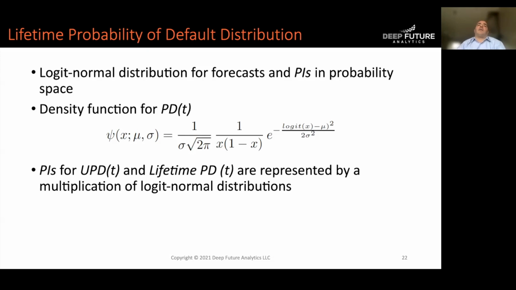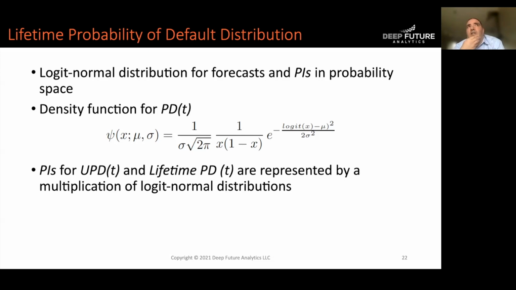Again, there is no clear definition of what a prediction interval is in probability space for the logit model. We know that the density function for the probability of default is going to be logit normal, and basically that is its equation. So in log space, the distribution is normal. In probability space, it's logit normal. For us to get prediction intervals for unconditional probability and lifetime probability, we basically have to multiply logit normal distributions.